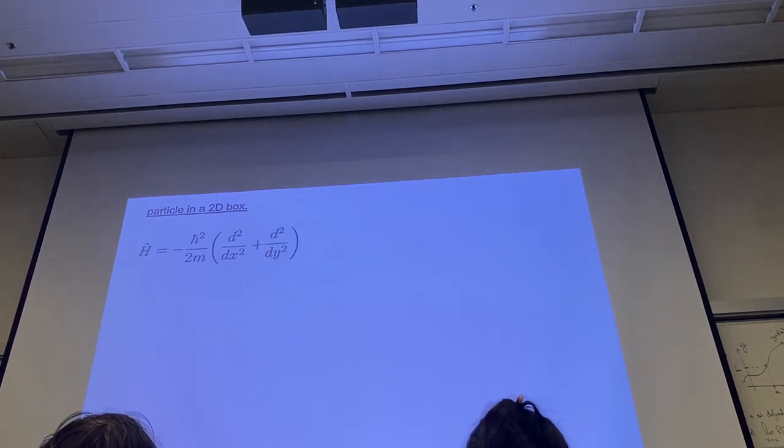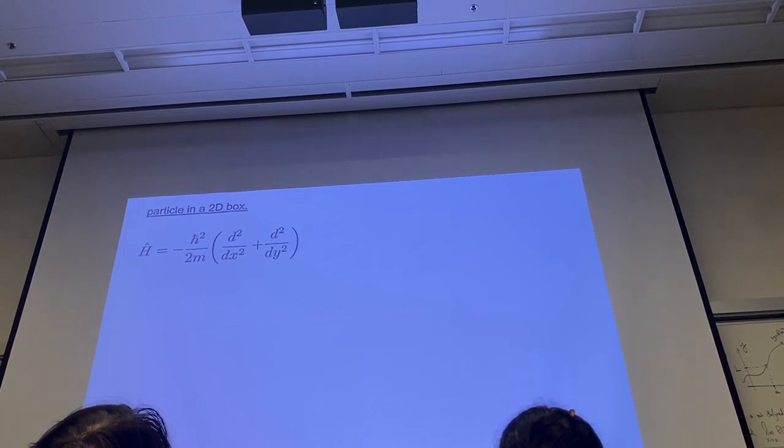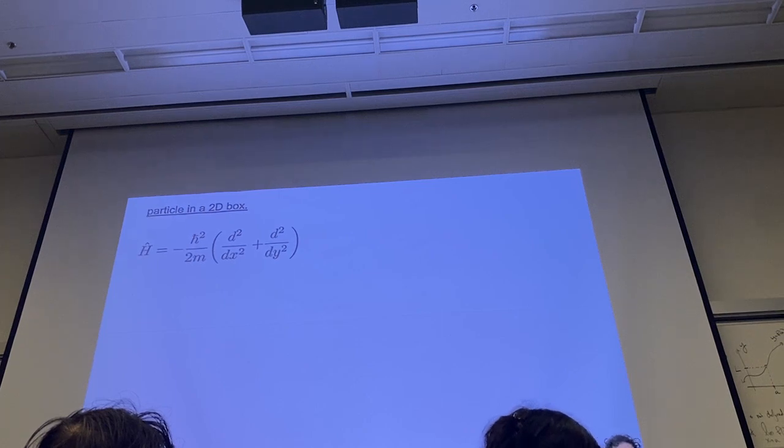But I have 2 coordinates, x and y. That's why in the Hamiltonian, I have now 2 second-order derivatives, one along x and one along y. I can simply add them up because x and y are orthogonal to one another. That means they have nothing to do with each other. There are no cross terms between x and y. They're completely independent. I can just independently add them in this nice square box arrangement.